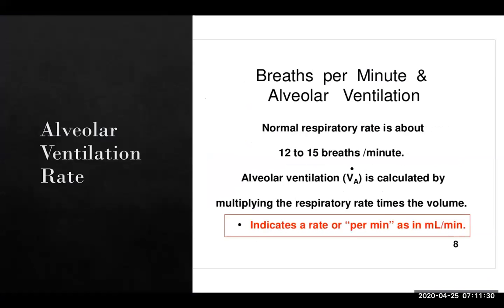And then we get to alveolar ventilation rate. This is just talking about breaths per minute and alveolar ventilation. Normal respiratory rate is about 12 to 15 breaths per minute. So in 1 minute, you'll breathe in and out. One breath is one inhalation and one exhalation, and 12 to 15 is the normal or average. The alveolar ventilation rate is calculated by multiplying that respiratory rate, your normal in and out in 1 minute, times the volume. And then the alveolar ventilation rate will give you a rate per minute, or milliliters per minute.